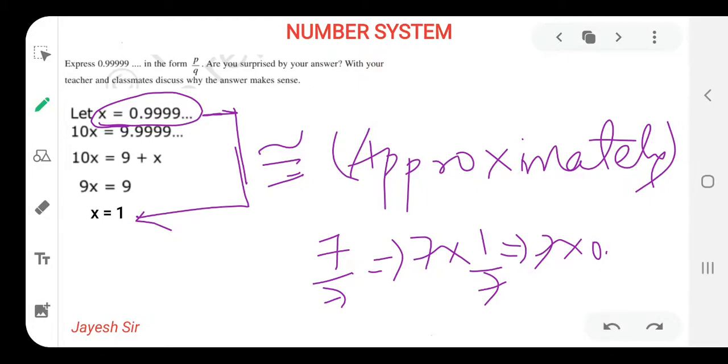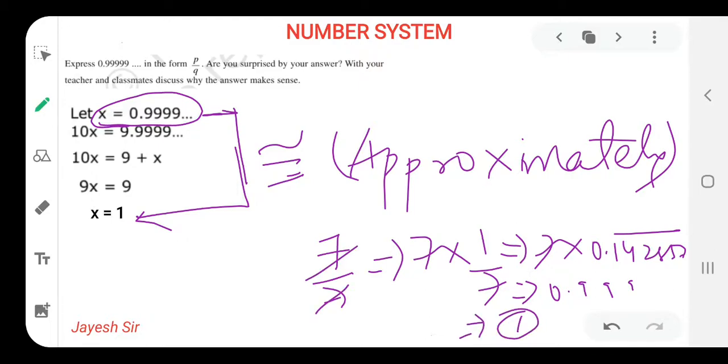1 by 7, 0.142857. If you multiply, you will obtain the answer like this only. That means 0.999..., and you won't obtain it equal to 1. That's why it is suggested that you should directly cancel over here and get the answer as 1. I hope you all might be getting it now, friends.